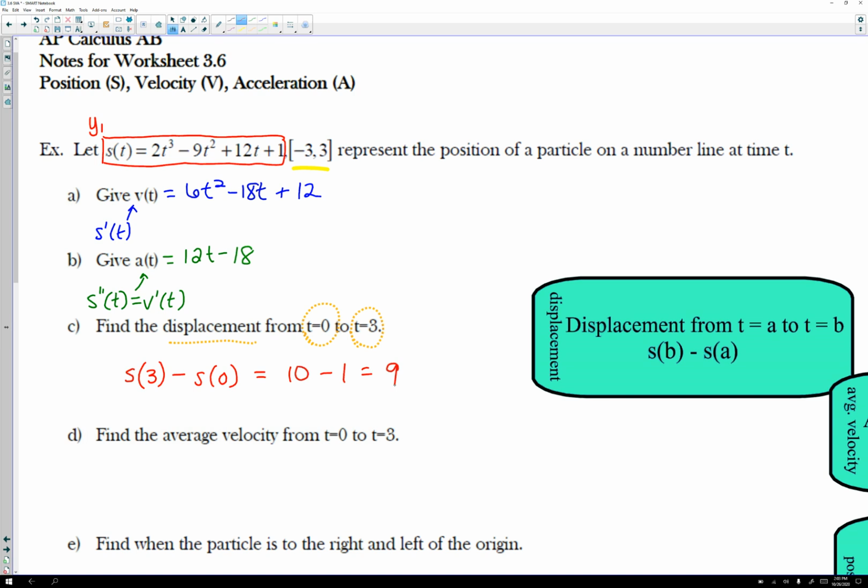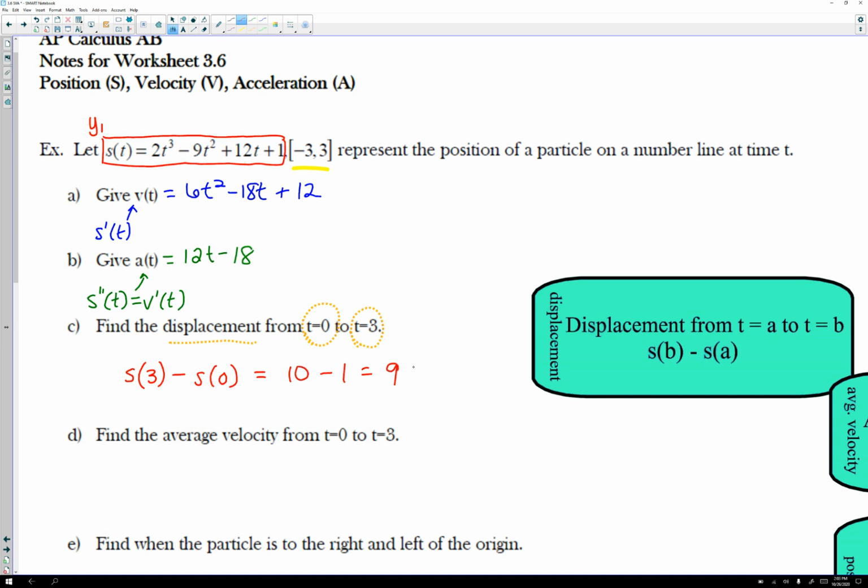So what that means is that the difference in its positions over these 3 units of time is just 9 units. Who cares what its journey was, just its positions at those 2 times is all you're looking at.